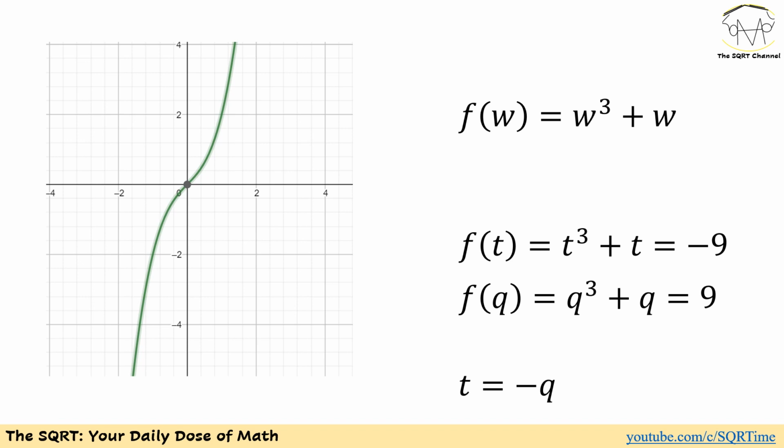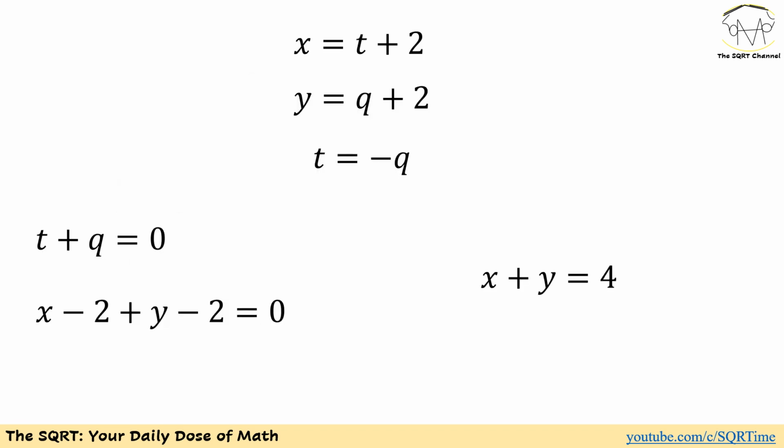What does it mean for us here? It basically means if you add t and q together, you're going to end up with 0. Now t is x - 2 and q is y - 2. So if you add them together, we are going to have x + y - 4. And this needs to be 0. So x + y is going to be 4. And we finally found the answer.